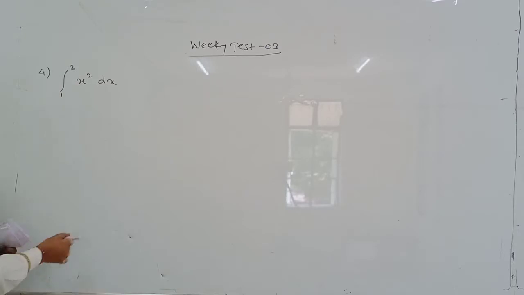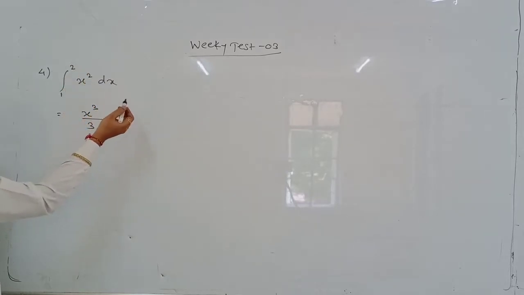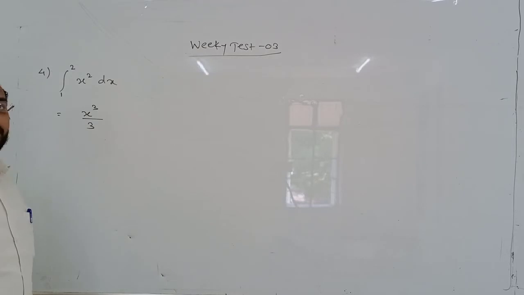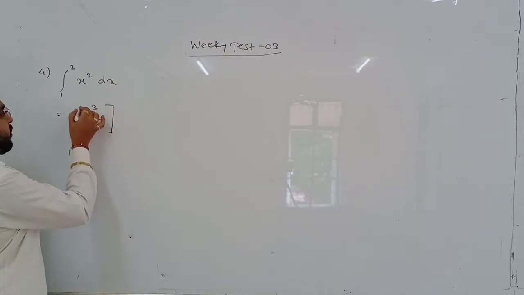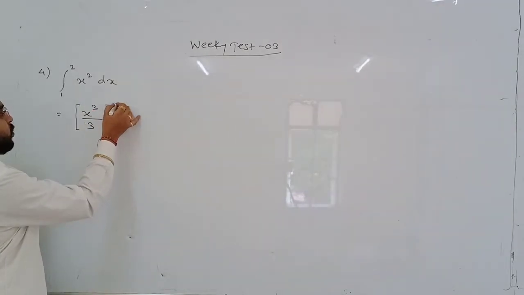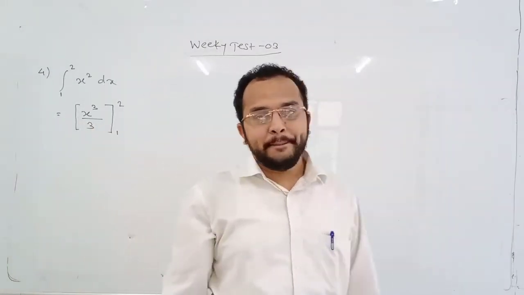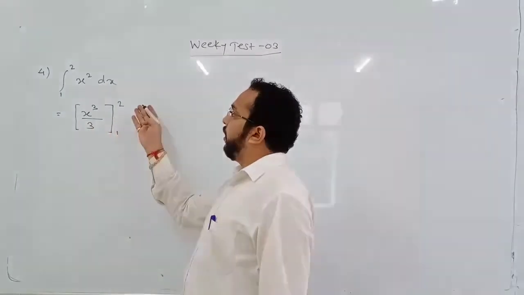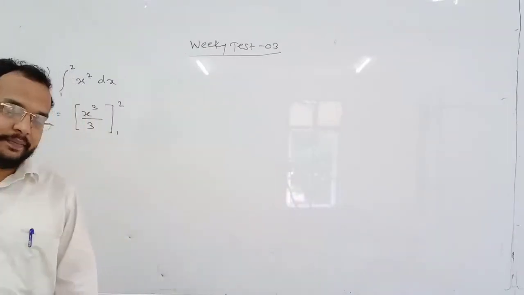What is the integration of x square? It will be x cube upon 3. Increase the power by 1 and write the new power in the denominator. So x square, power 2 plus 1 will be power 3, and write that 3 in the denominator. So it will be x cube upon 3 from 1 to 2. No need to write c. Why? If I add c here, then from the upper limit and lower limit, c and c will cancel each other.